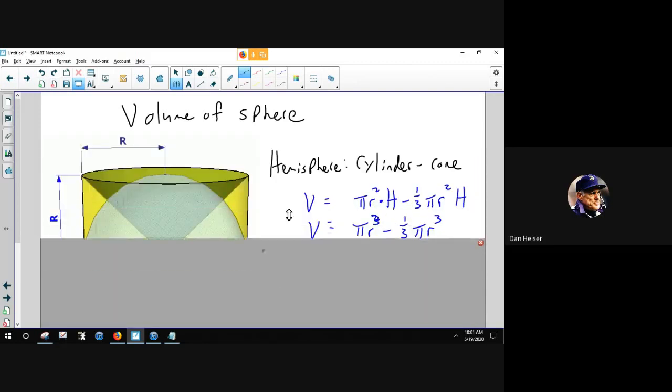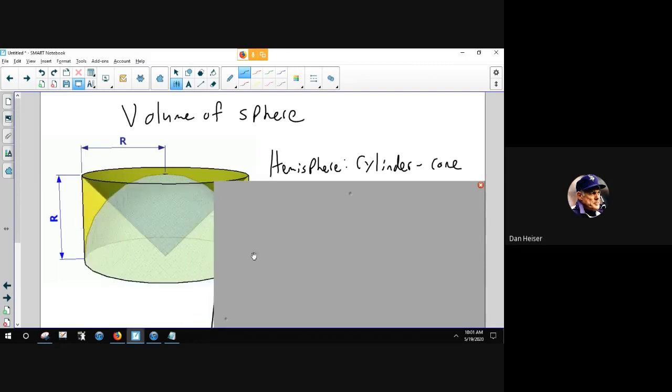I'm going to start with this object right here. This is a cylinder, and inside of the cylinder is a hemisphere, half sphere. Also, this darker shape is a cone. So we're going to determine the volume of this hemisphere by taking the volume of the cylinder minus the volume of the cone.